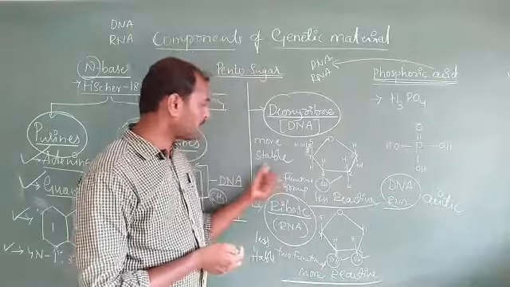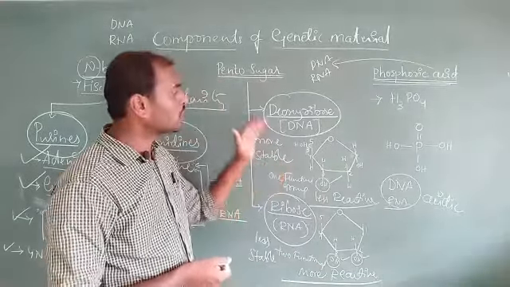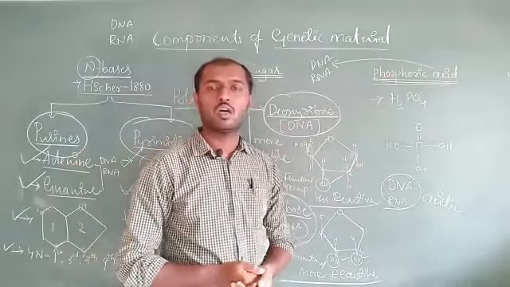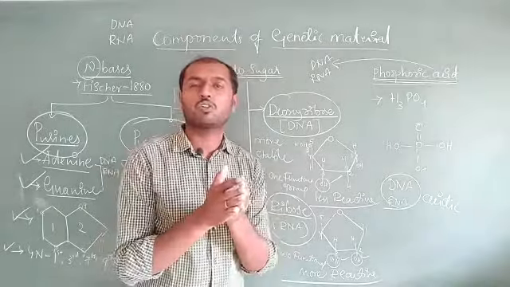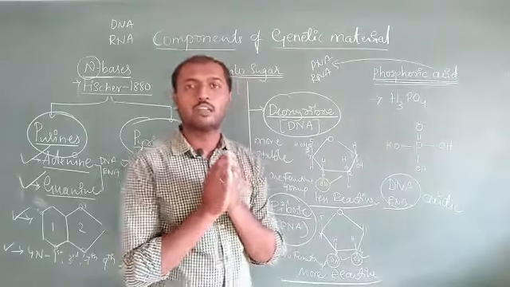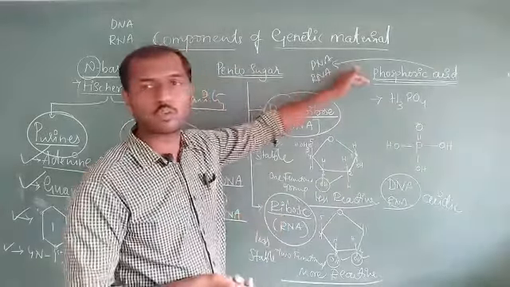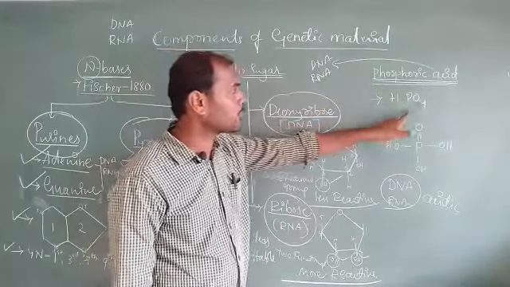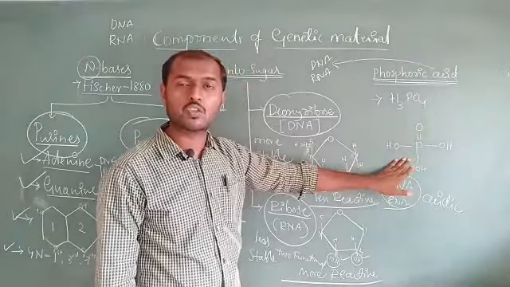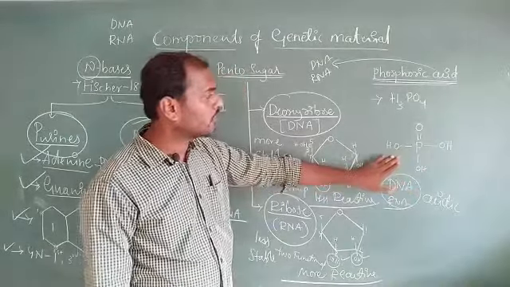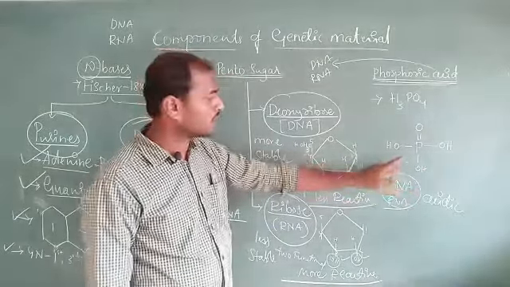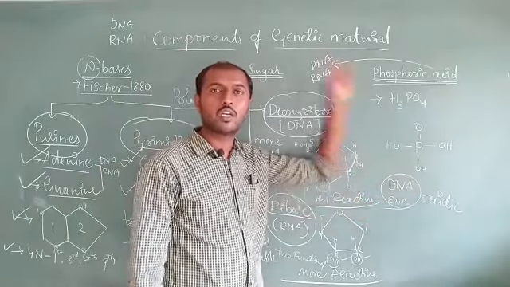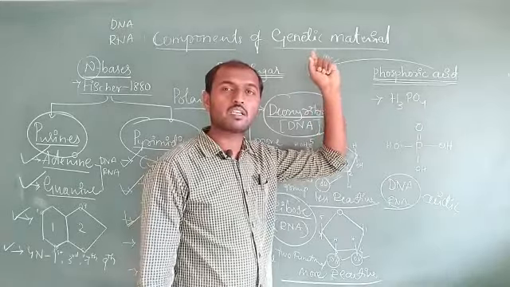Okay, so to attach these monomers, we need a glue, or an attaching or holding molecule. That holding molecule is phosphoric acid. So we have phosphoric acid, that is H3PO4. Because of the presence of this phosphoric acid we get the acidic nature in case of DNA as well as RNA. The acidic nature of the genetic material is due to the presence of phosphoric acid.